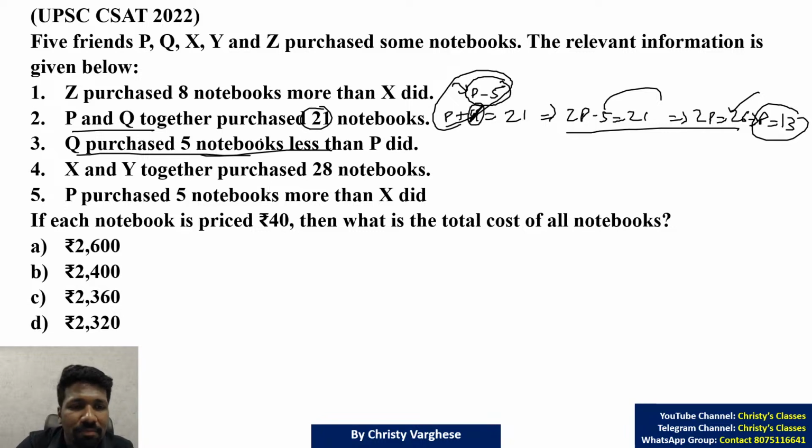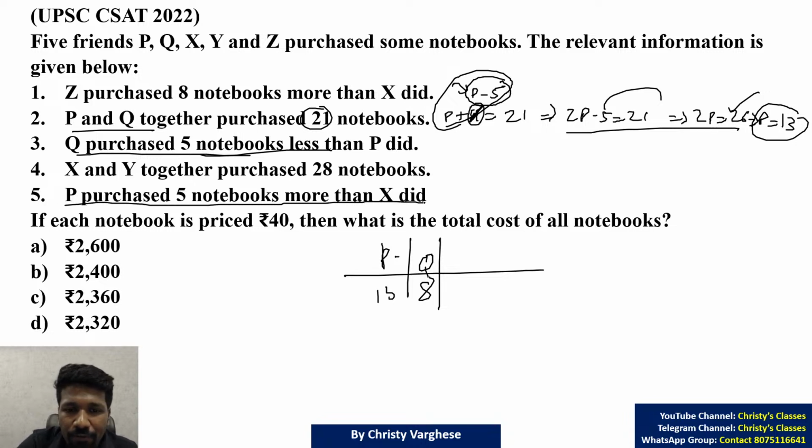So P is 13. Q purchased 5 notebooks less than P did, so Q will be 5 notebooks lesser, that is 8. And P purchased 5 notebooks more than X did. We understood P and Q.